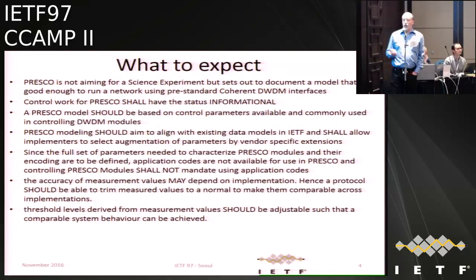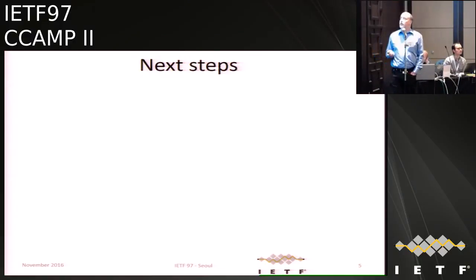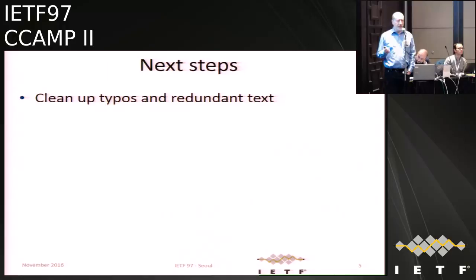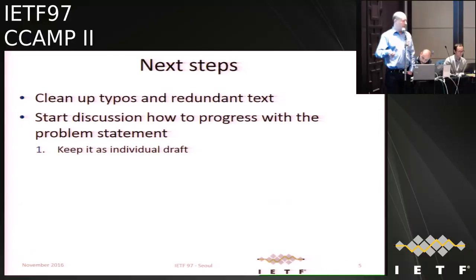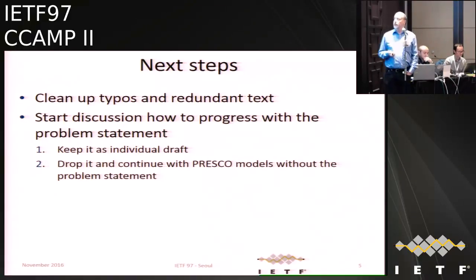Next steps: we need to clean up a few typos and remove redundant text where available. The second point is to start a discussion on how to progress this work. Again, it's a problem statement. There are different options. One is to keep it as an individual draft for the moment, which allows us some time for discussion. The other is to just drop it and continue with the Presco modules Yang model, because we don't need a problem statement in addition.